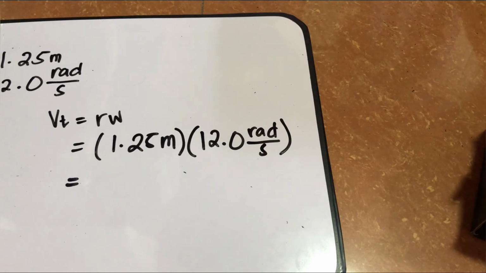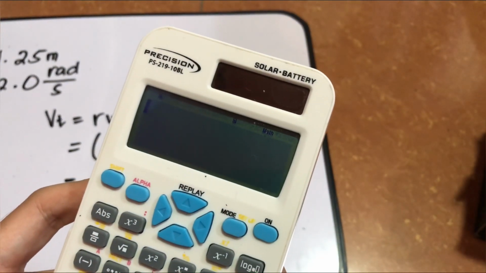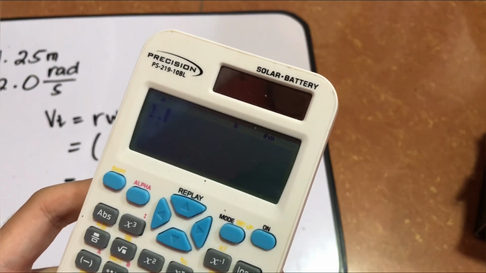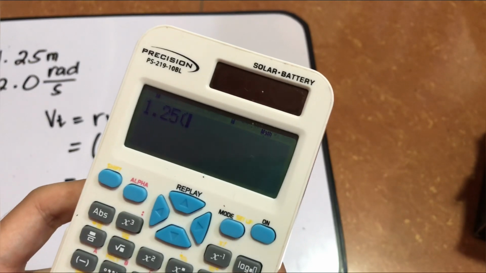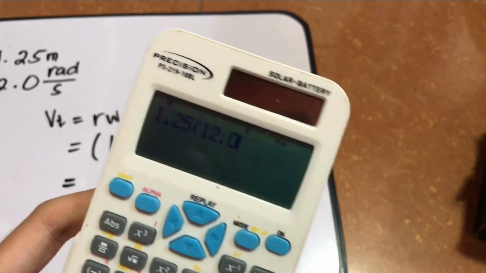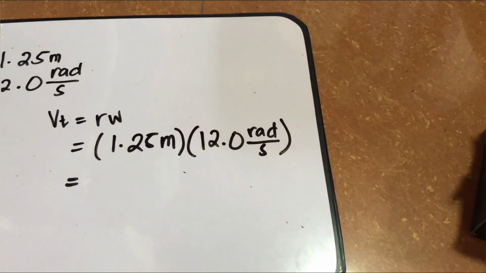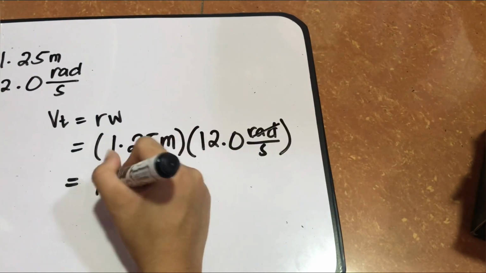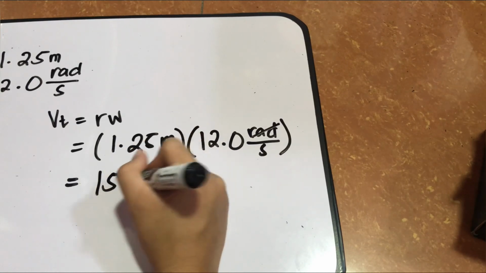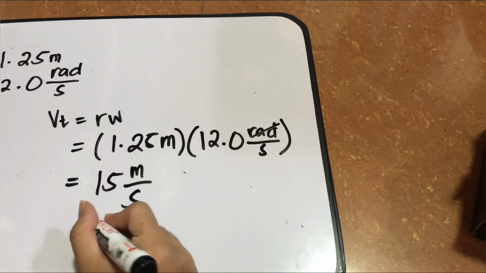Ito na siyang isolve. 1.25 times 12.0 is equals to 15. Cancel out na ni siya. So, siyang 15 meter per second. So, mao ni siya ang atoang tangential speed.